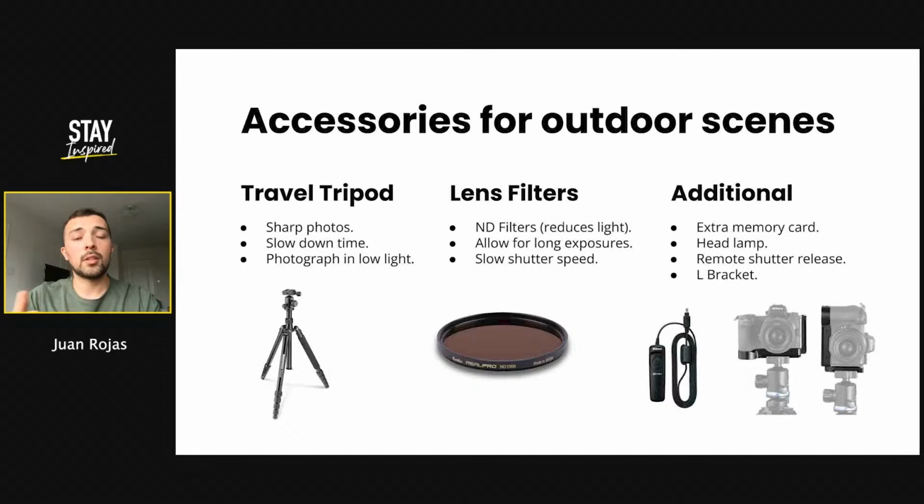Lastly, I also like to bring extra memory cards and a headlamp, in case you're out shooting later at night and you're not able to see anything around you. A remote shutter release is also super important to reduce the shake on the camera. For example, when you're shooting night photography and you don't want to shake the camera by clicking the shutter button, it's almost mandatory when you're shooting astro.